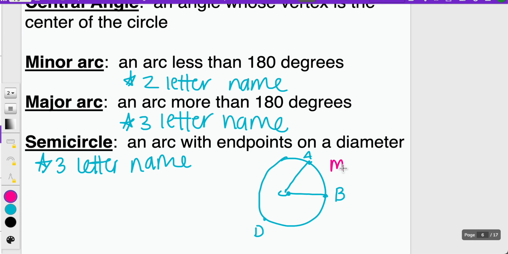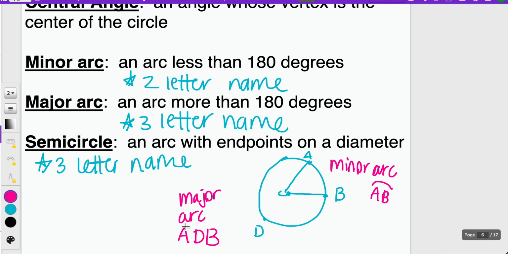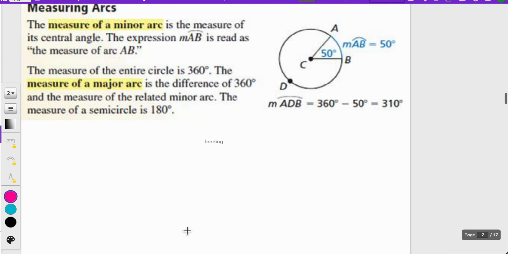The minor arc we would write as AB with a little curve on the top, and then to write the major arc we can say major arc ADB with a little curve on the top. So with majors, that's why we have to have our 3 letters, because we're extending more than 180 degrees.